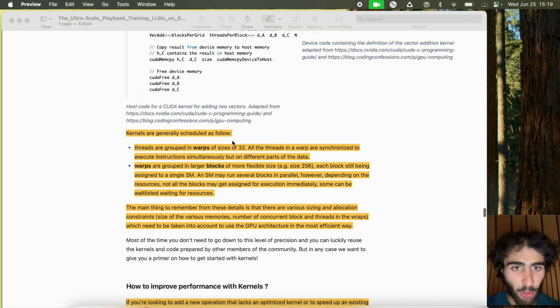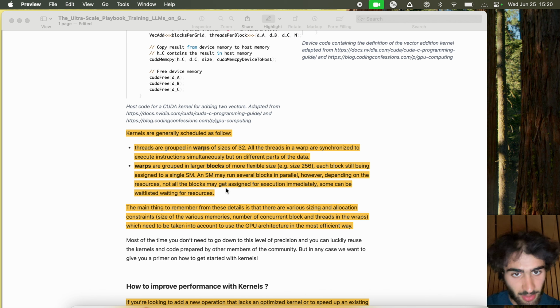So threads are grouped into warps of size 32. So 32 threads equals 1 warp. And all the threads in a warp are synchronized to execute instructions simultaneously, but on different parts of the data. Warps are grouped in larger blocks of more flexible size, for example 256, but this can vary, with each block still being assigned to a single stream multiprocessor.